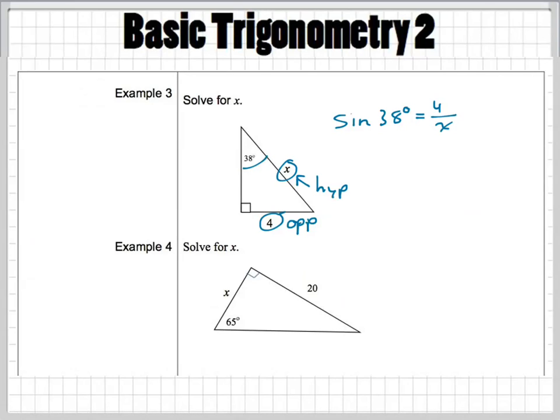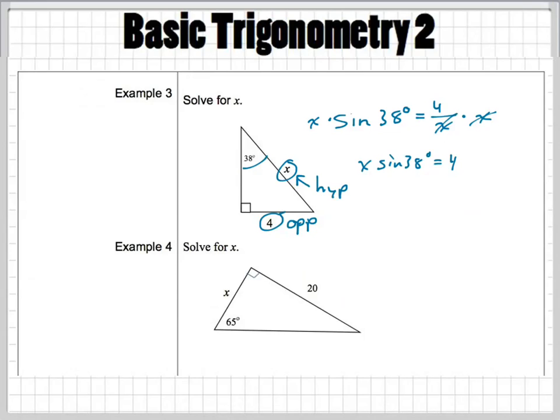Now, this is important because the variable's on the bottom, so you have to go about solving this a different way. Okay, how am I going to get the x alone? It's on the denominator. Yes, you can kill this fraction by multiplying it by x. If you multiply both sides by x, check it out. You undo the dividing by x, and so this is gone. Yay. So now I have x times sine of 38 degrees equals 4.